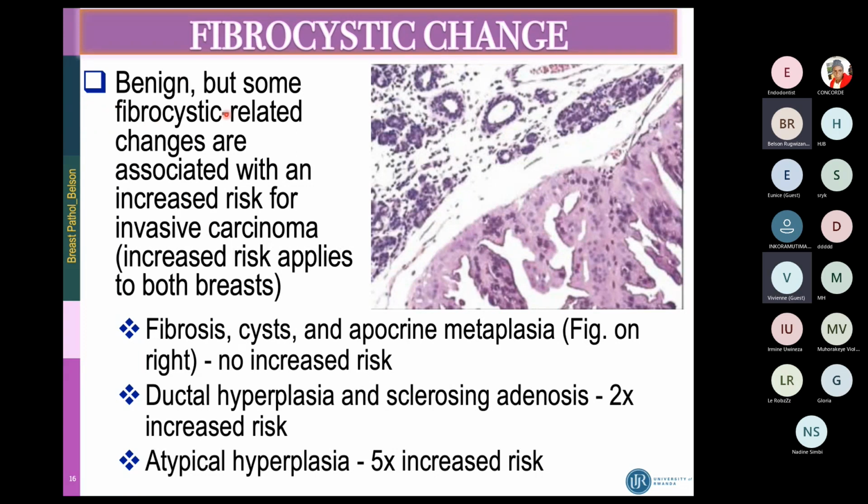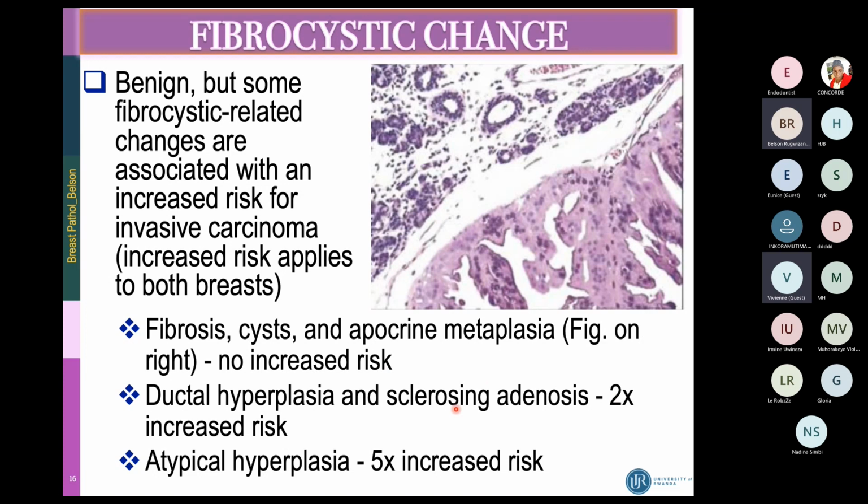So it's benign, but some fibrocystic related changes are associated with an increased risk of invasive carcinoma. So this is what I was explaining before. So we have ductal hyperplasia, atypical hyperplasia if it is there. So if we have fibrosis, cysts, and the apocrine metaplasia, there is no increased risk to develop breast cancer. But when there is sclerosing adenosis, the risk of developing the cancer is 2 times increased as compared to those who don't have this.